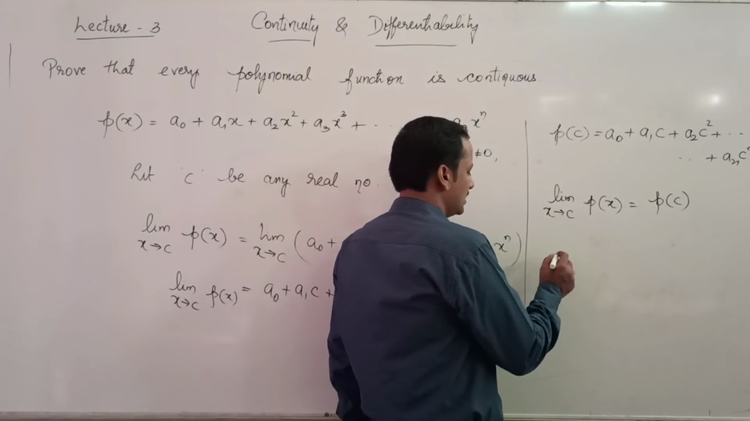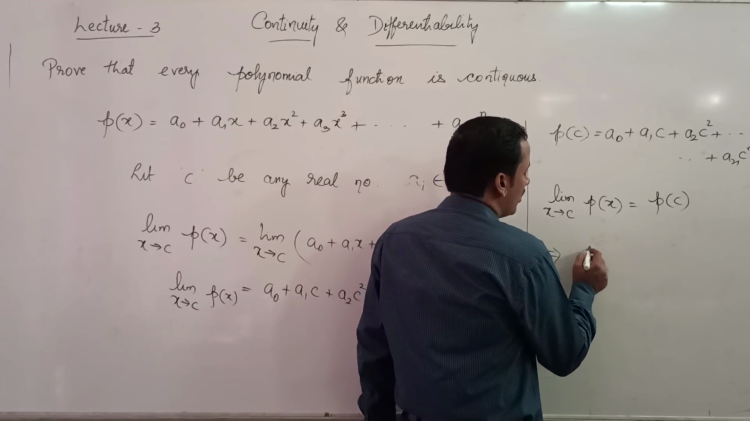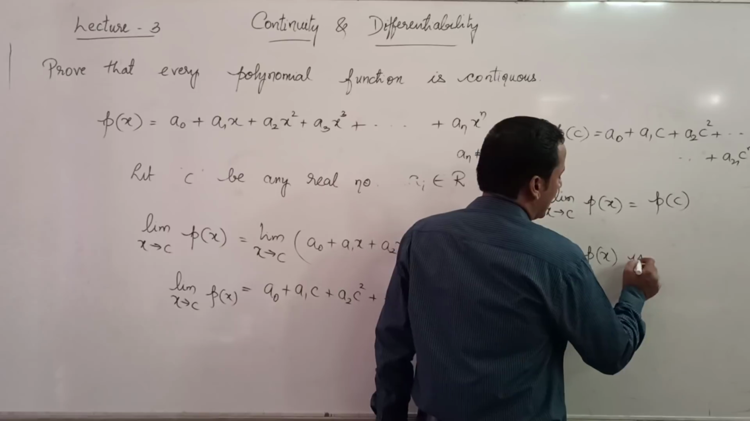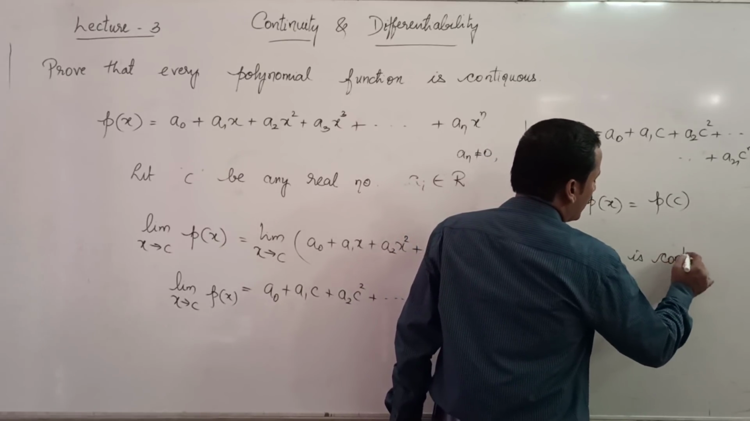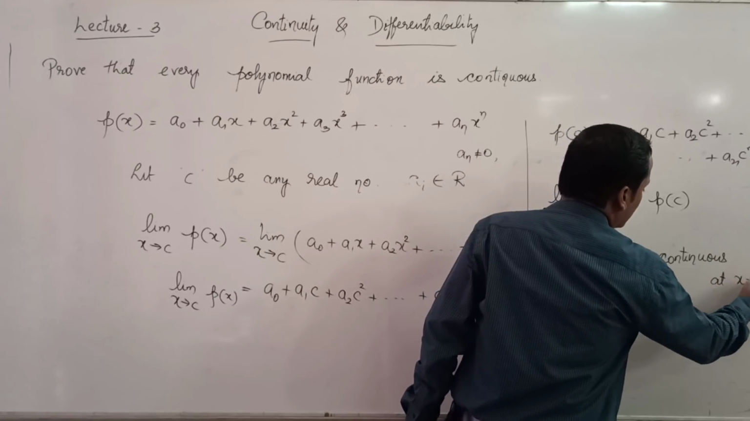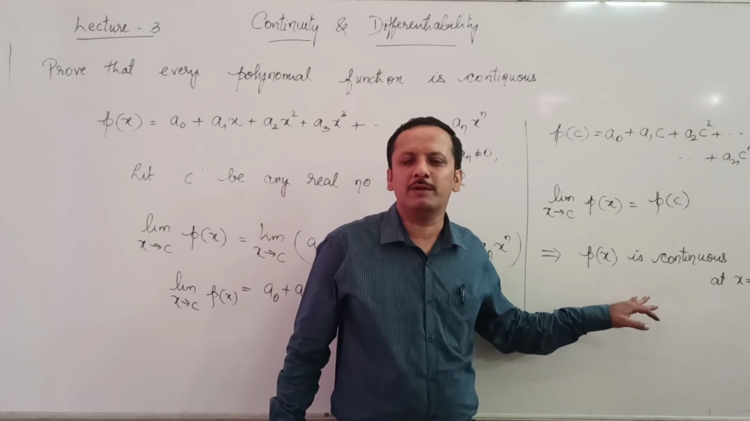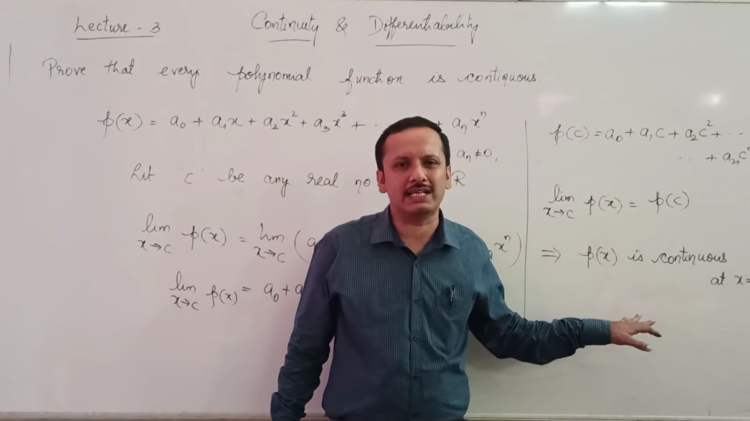What does this suggest? This implies that p of x is continuous at x equal to c. Okay. So we have proved that p of x is continuous at x equal to c.